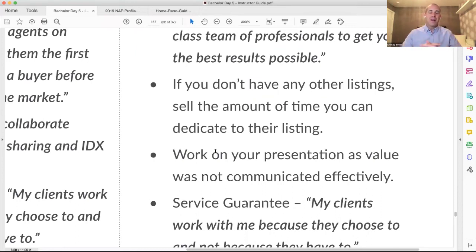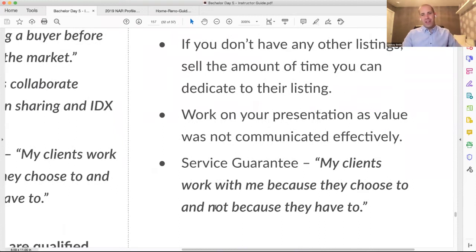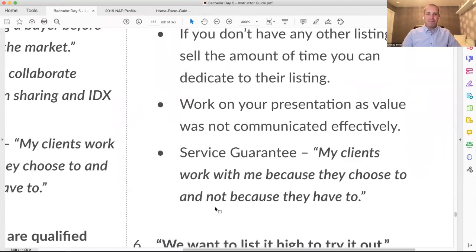Did you look organized? Were you asking them questions, understanding their needs, and then presenting a cohesive marketing plan for their property as well? So work on your presentation, as the value may not have been communicated. And if you stuttered and stammered through the whole thing, then practice it. Practice your presentation so it's smooth, so it's slick, so that people are immediately engaged with it and following you through the process. And then obviously the service guarantee is another part of that.